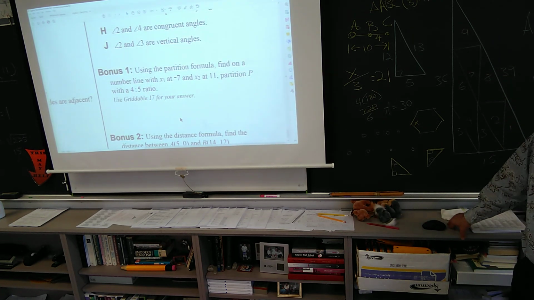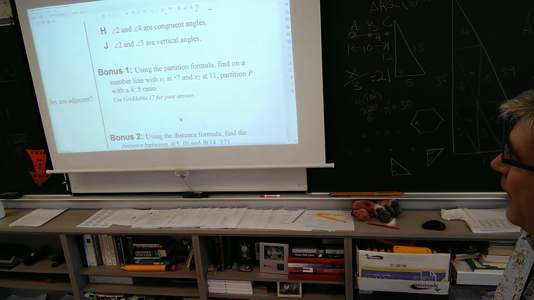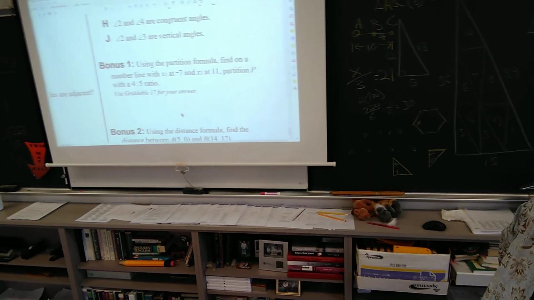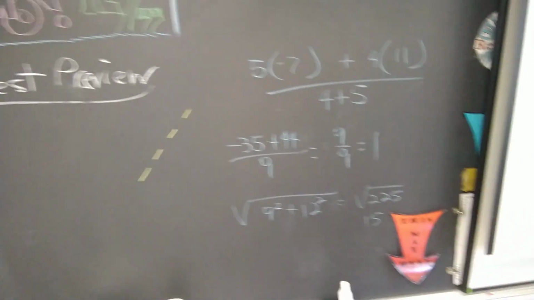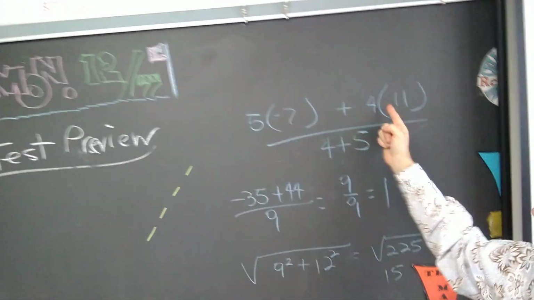All right, first bonus. Use the partition formula to find a number line with point x1 at -7 and x2 at 11. You want P partition to be a 4:5 ratio between those. This is the way we did this. We're over here looking at the board. We took the partition 4, 5 and did it backwards.